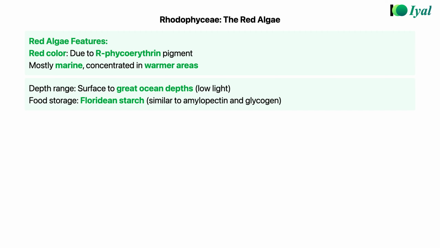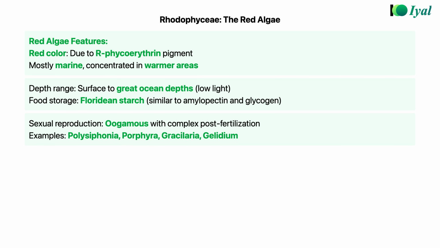They store food as Floridian starch, which has a structure very similar to amylopectin and glycogen. Red algae reproduce sexually through oogamy, and their post-fertilization developments are quite complex. They reproduce asexually by non-motile spores.